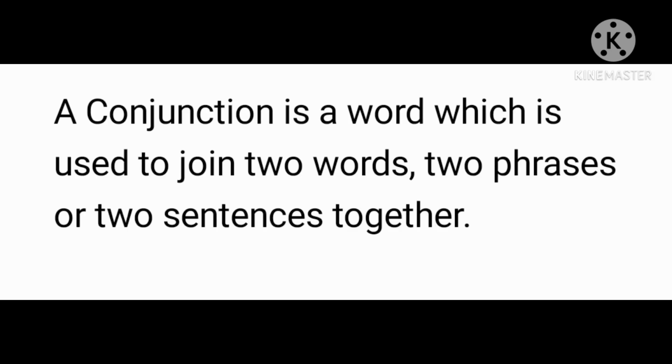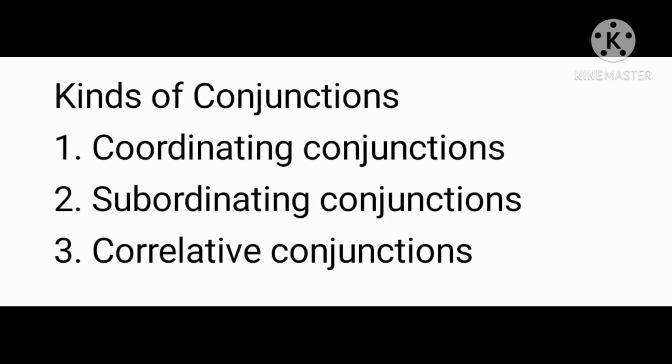Let's begin with the most basic question. What is a conjunction? A conjunction is a word which is used to join two words, two phrases or two sentences together. So basically, they are connecting words or joining words. There are three kinds of conjunctions: coordinating conjunctions, subordinating conjunctions, and correlative conjunctions. Let's discuss these one by one.